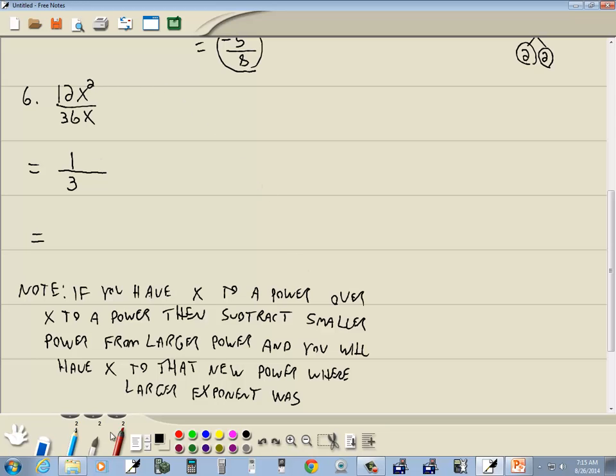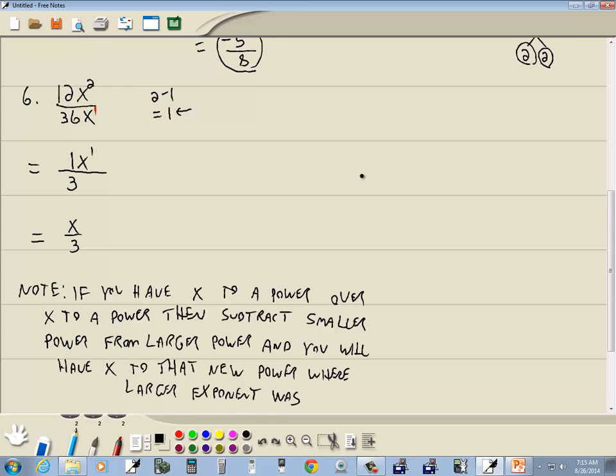For example, if we just have an x down below, this is like x to the first. So we got x to a power over x to a power. Well, subtract the smaller exponent from the larger one. So we've got 2 minus 1, and that gives us 1, which means we're going to have x to the first power, this new power right here. So we'll have x to the first power where our larger exponent was. Larger exponent was up on top. So we have x to the first. Now this 1 here will drop, and that 1 will drop, so that just leaves us x over 3.